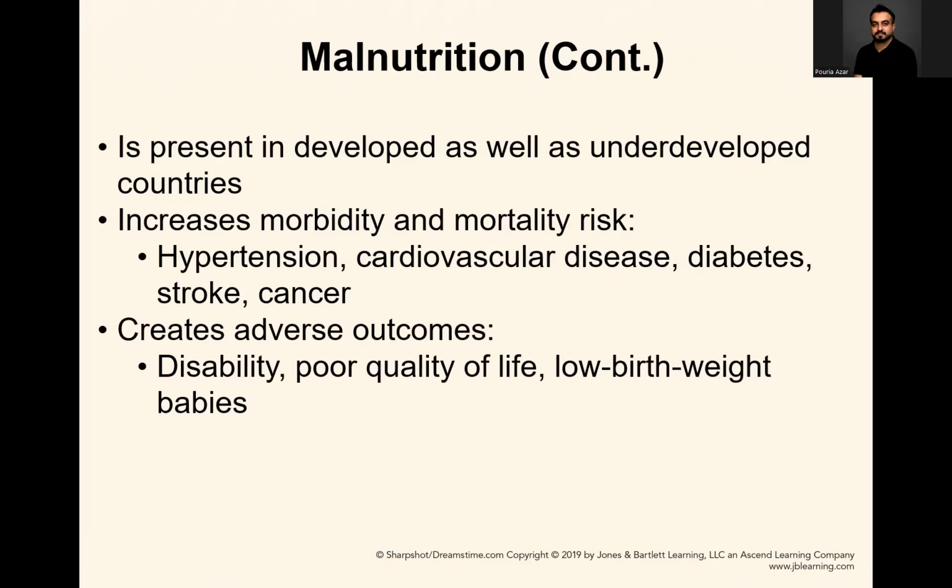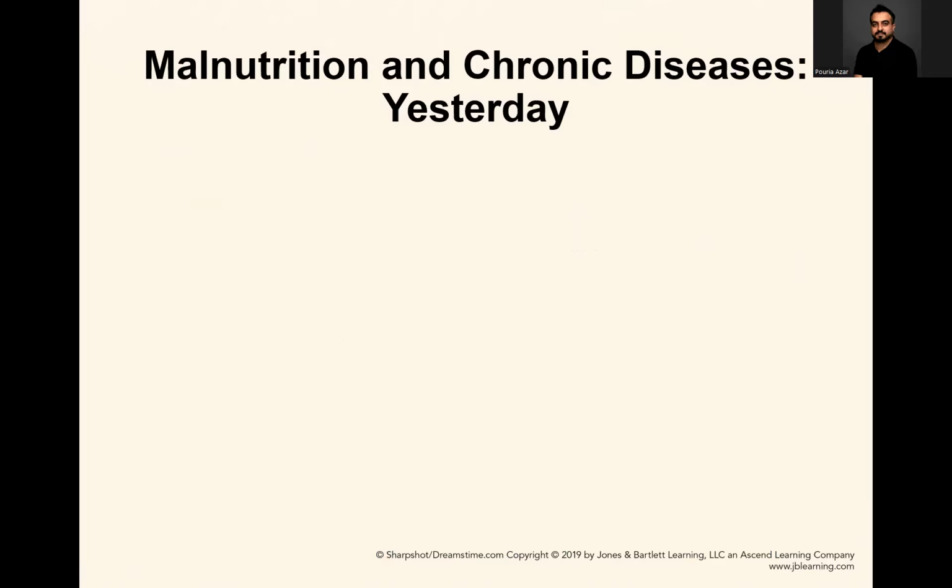Among children, malnutrition can cause poor quality of life, low birth weight, disability, and also among older adults as well. Disability is decreased function. Poor quality of life is a complication of malnutrition in both adults and children.